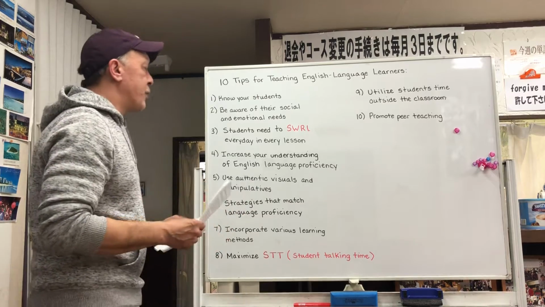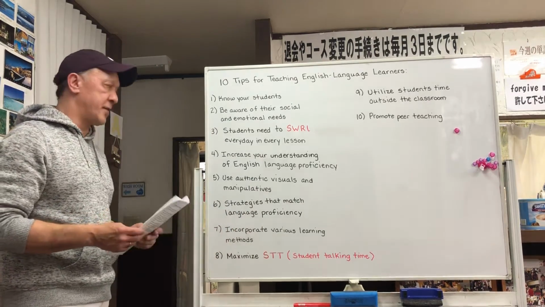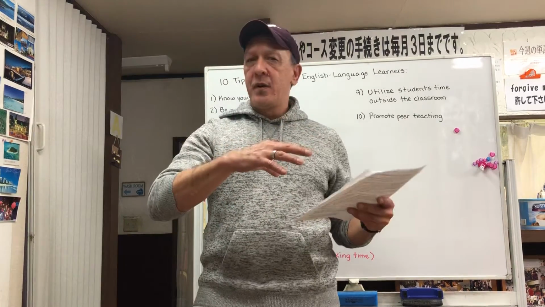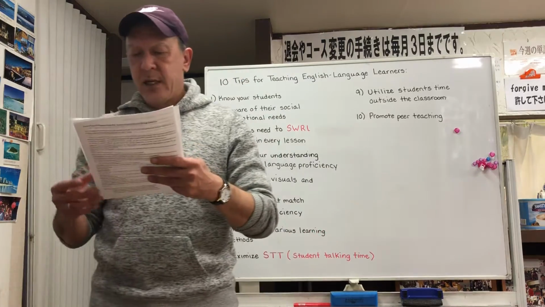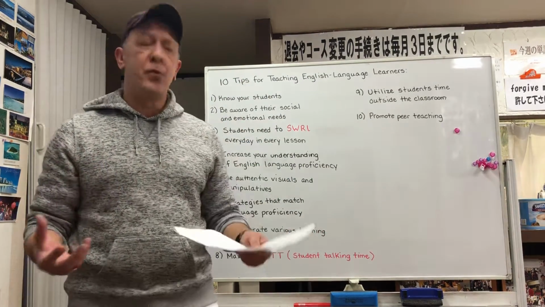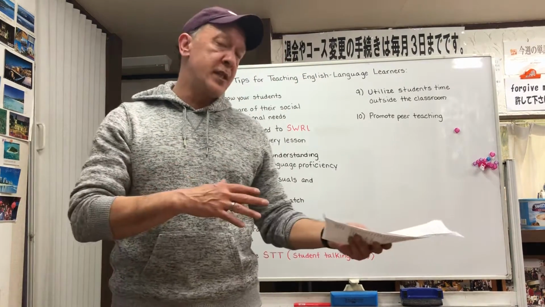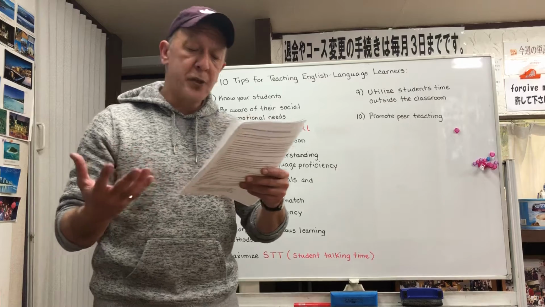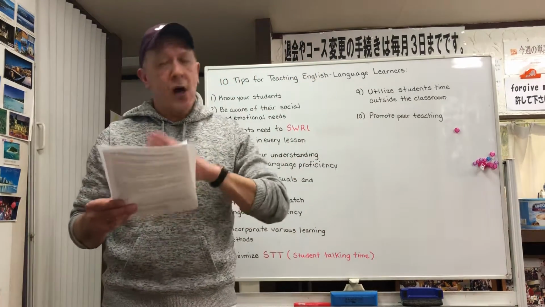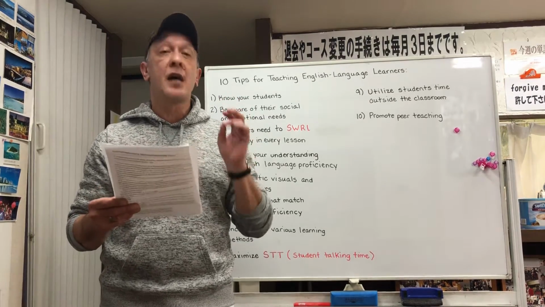With number 5, we want to use authentic visuals and manipulatives. Authentic visuals can be overused or they can be underutilized, but implementing the use of authentic resources, for example, food menus, restaurant menus, schedules, bus or train schedules, postcards, photographs, video clips, music, can all enhance the comprehension of complex content concepts.